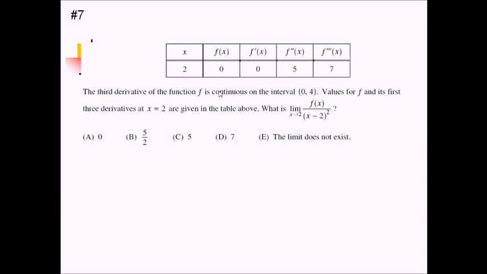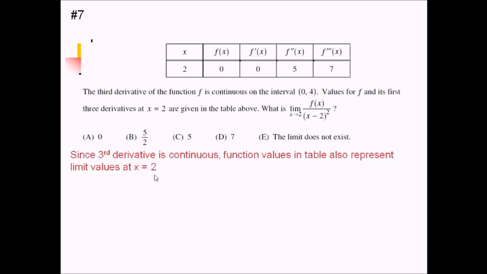What that means is that the other functions down here are also going to be continuous, which is important because that means that when you're trying to take a limit as x approaches 2 of these various functions and derivatives, the limit and the function value in the table will actually match up. We can't always assume that the function value and the limit are the same, but since we know the third derivative is continuous, that means all these other ones are continuous, and limits and function values are going to match up. So since the third derivative is continuous, function values represent limit values.